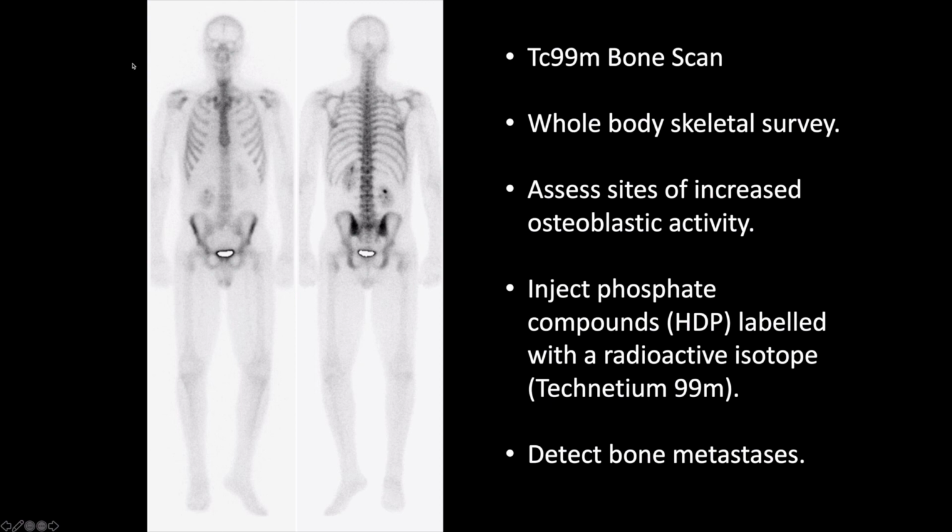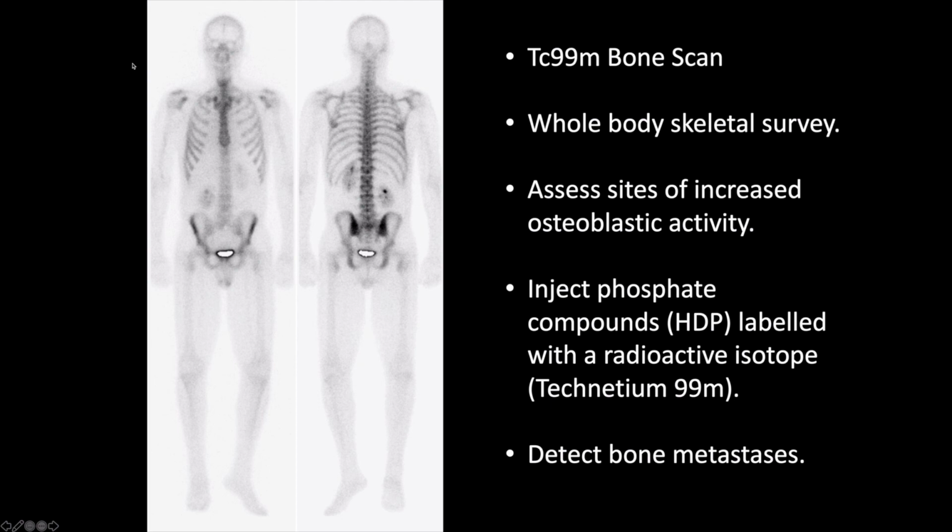And it also provides a whole body survey as opposed to, say, a CT that might only focus on a certain aspect of the trunk. So to detect bone metastasis, we rely on the increased osteoblastic activity that may be apparent at a metastatic site. Essentially, an osteoblast is a cell that is responsible for building bone.